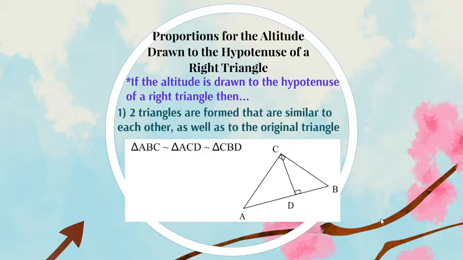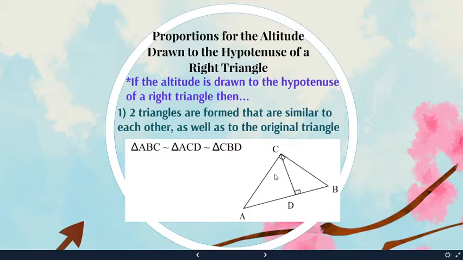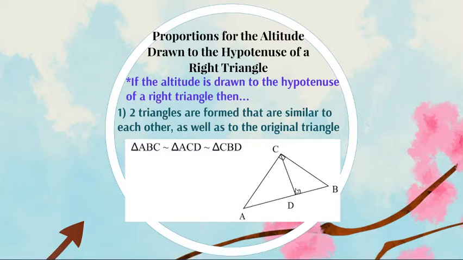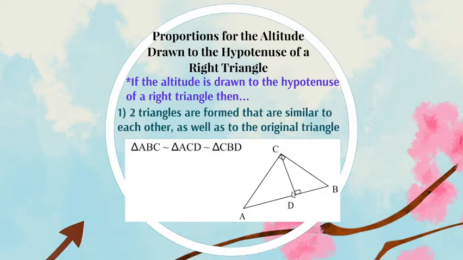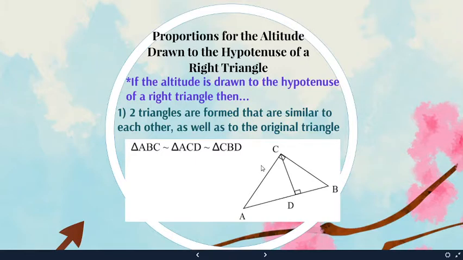Okay, so proportions for the altitude drawn to the hypotenuse of a right triangle. If you guys see here, I have a right triangle. Triangle ABC is a right triangle. Now, segment CD, whenever you draw a segment that forms a right angle, technically this is perpendicular to segment AD, but there's a special name for segments that you draw in a triangle that form a right angle when you hit the other side. An altitude is something that, when you start from one side of the triangle and draw a segment to the other side, if it hits the other side at 90 degrees, that is called an altitude. So segment CD is an altitude.